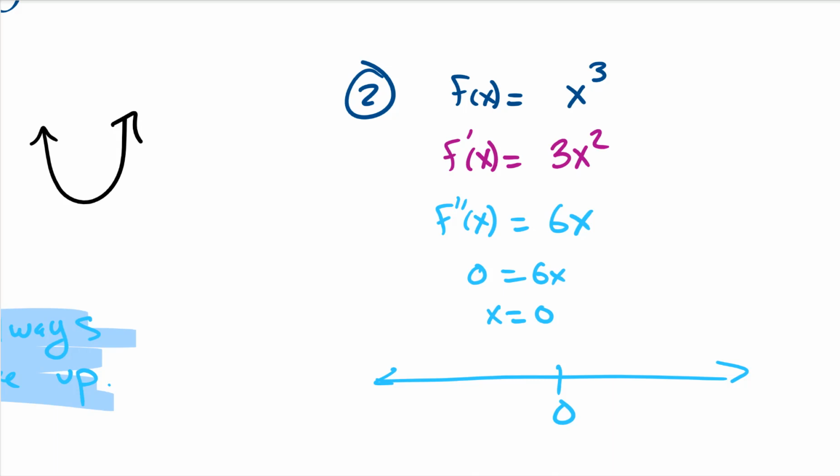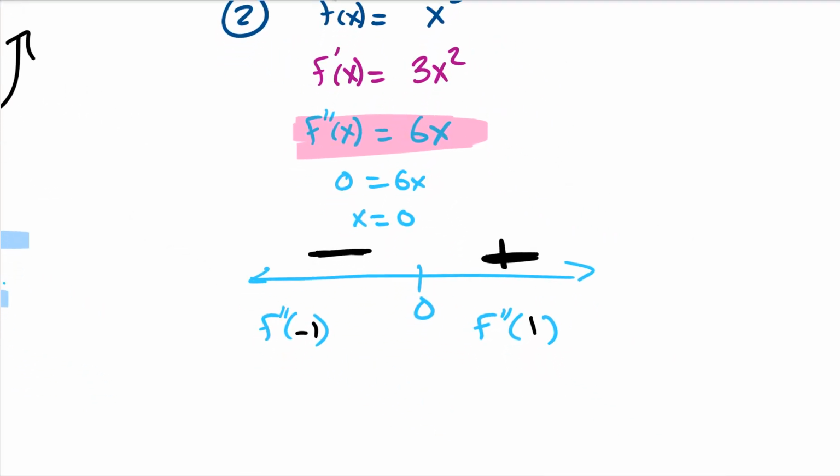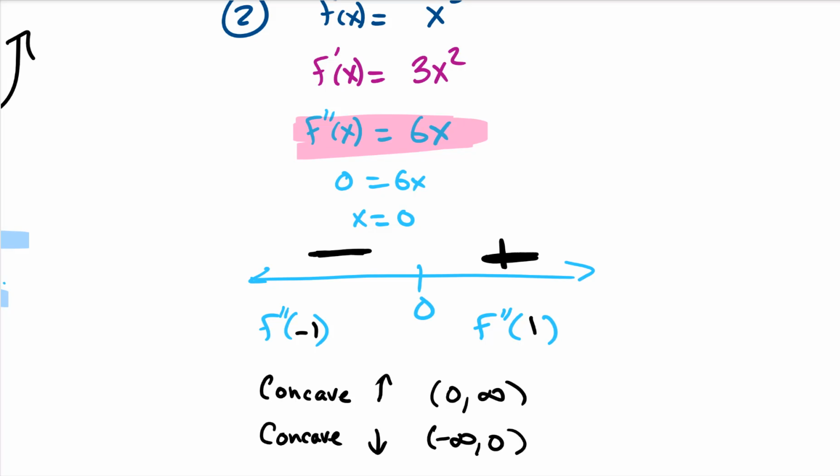So we want to take a look at f double prime of a value on each side. And I sure hope you can tell that if you plug in a negative number, it's going to be negative. If you plug in a positive number, it's going to be positive. So here we go. I'm going to plug in -1 and +1, and we find out that we have negative concavity and we have positive concavity on other sides of 0. So we can say it is concave up from 0 to infinity, and concave down from -infinity to 0.